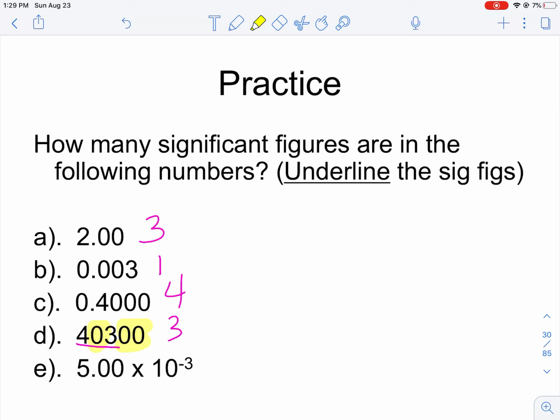Whenever you see scientific notation, the exponent is never significant. You just count whatever the coefficient is. Therefore, 5.00 has 3 sig figs.